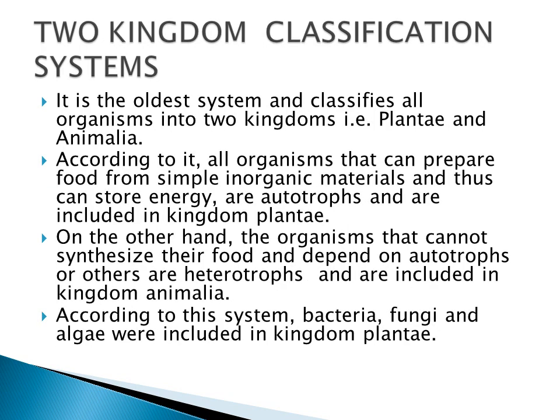Two kingdom classification system. It's the oldest system and classifies all organisms into 2 kingdoms, Plantae and Animalia. According to it, all organisms that can prepare food from simple inorganic material and thus can store energy are autotrophs and are included in kingdom Plantae. On the other hand, the organisms that can't synthesize their food and depend on autotrophs or others are heterotrophs and are included in kingdom Animalia. And according to this system, bacteria, fungi, and algae were also included in kingdom Plantae.